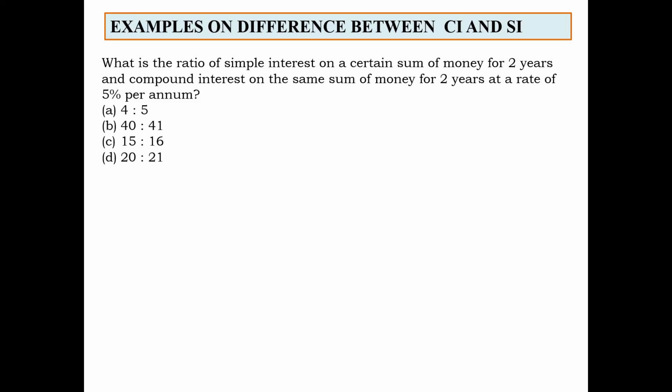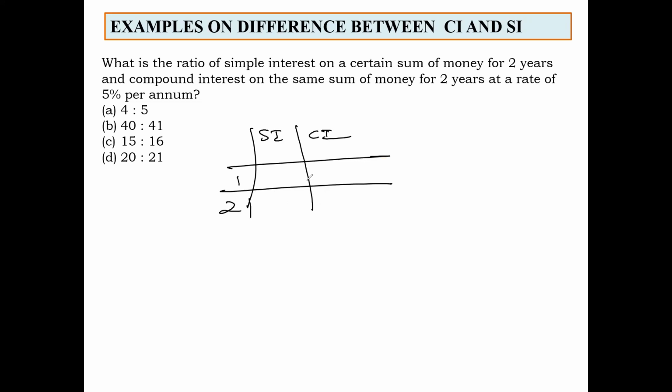So what I'm doing here is a 5% rate. We have to compare SI and CI for 2 years. One way is to take the principal as 100 and then find the interest. For the first case, it will be 105. Simple interest and compound interest can be found out.